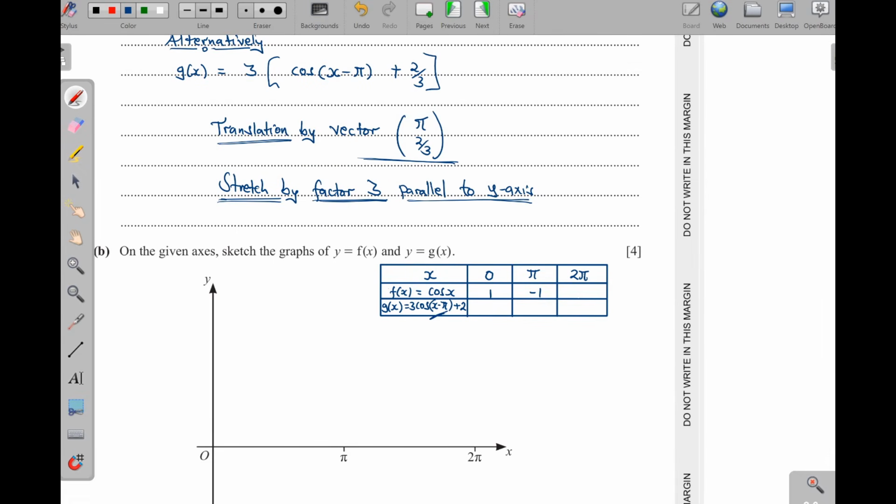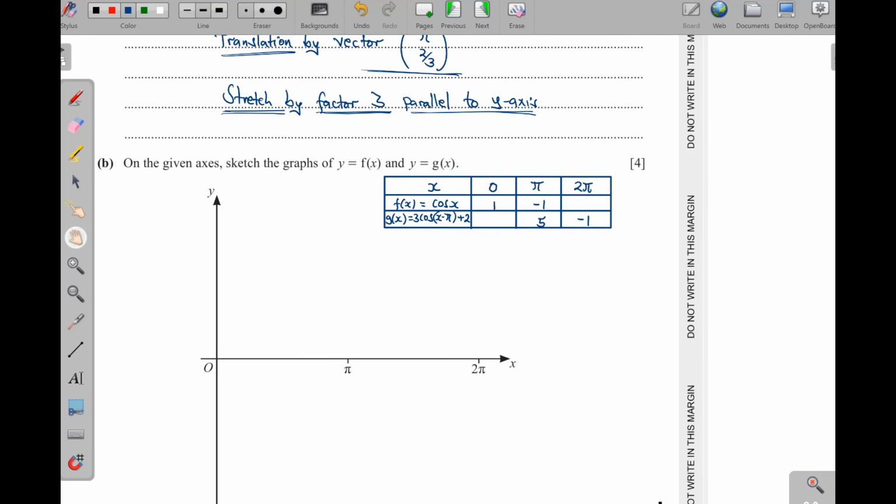So put pi here. That means we shall have cos of 0, which is a 1. Then 3 plus 2, that one will give us a 5. Then 2 pi minus pi, that one will give us a pi. So cos of pi is a negative 1. Now negative 3 here plus 2, you get a negative 1. So we shall have a negative 1 here.